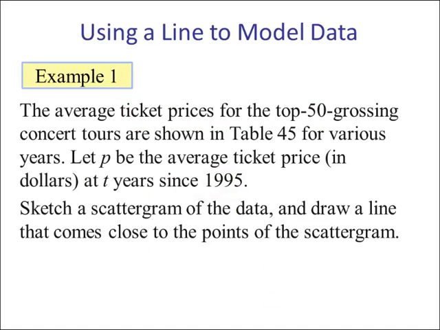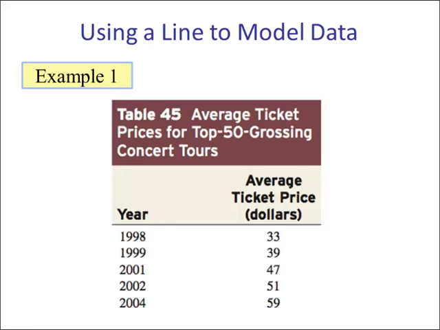The average ticket price for the top 50 grossing concert tours are shown in Table 45 for various years. Let P be the average ticket price, measured in dollars, at T years since 1995. Sketch a scattergram of the data and draw a line that comes close to the points of the graph. So here's our data. We have the years. We're going to change the years to a new variable called T, number of years since 1995, and then we have our dependent variable, average ticket price.